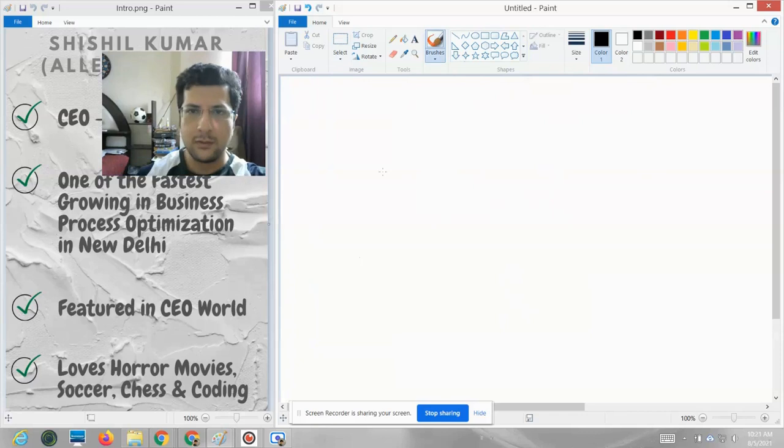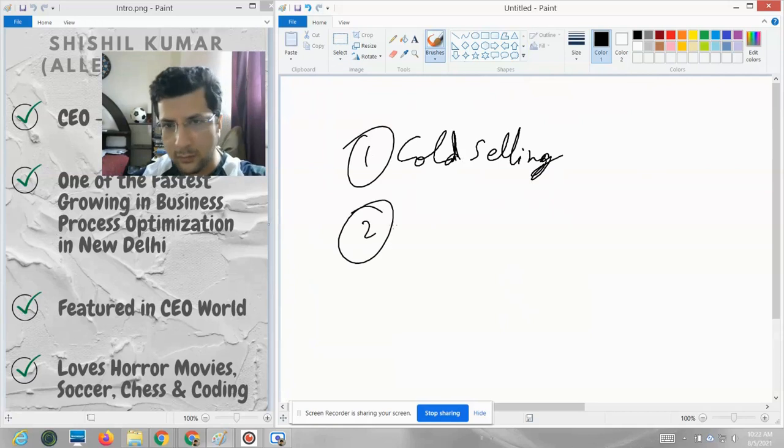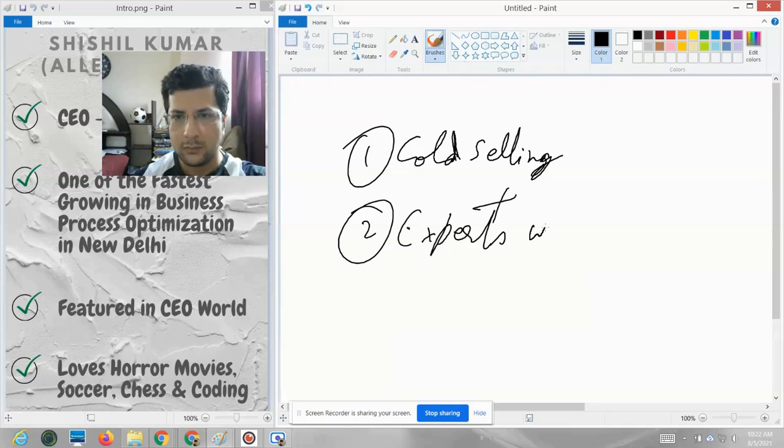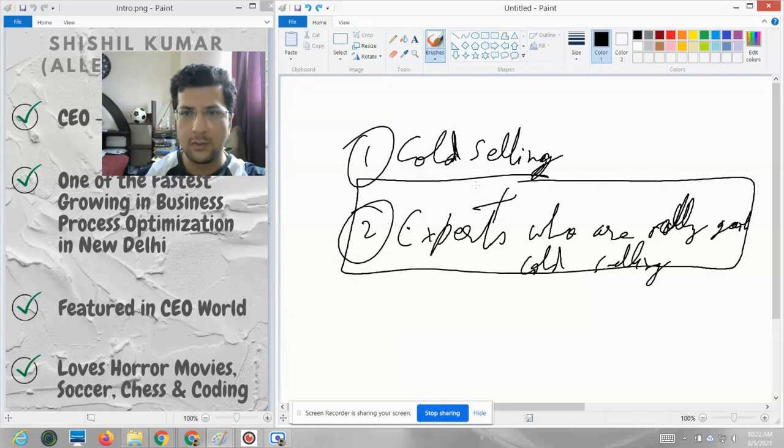When you are trying to optimize the organic sales process, you want to start with cold selling and you want to learn it. Number one, you want to start with cold selling. And number two, you want to learn it from experts who are really good with cold selling, and whose feedback loop is very short. They are able to convert people very, very quickly, right? Those are the type of people you want to learn from. Don't try to learn sales yourself.